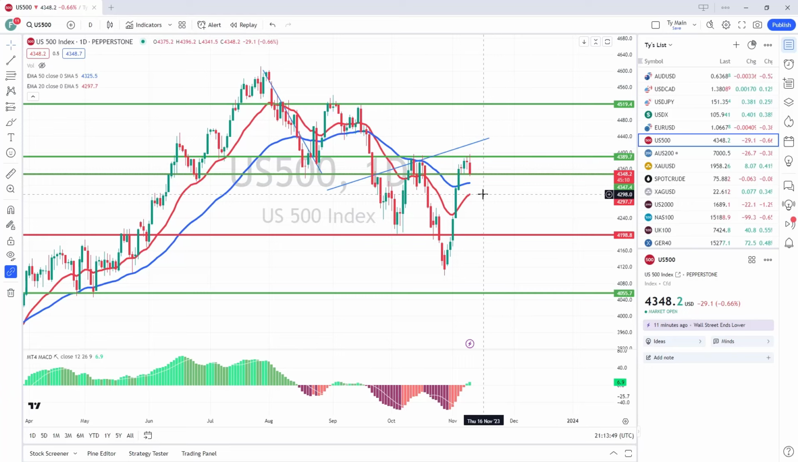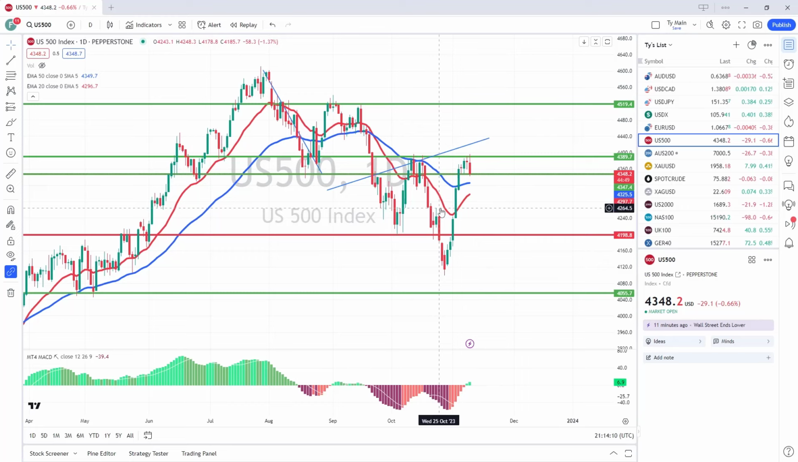So if it's trading below the 20 moving average after the weekend, look for potential weakness to continue down to around that 4250 area. But if it's above the 20 to 50 moving average and hovering in this zone, I'd be looking for potential moves up in the medium to short term to get it back up to around that 4,400 and 4440 level.